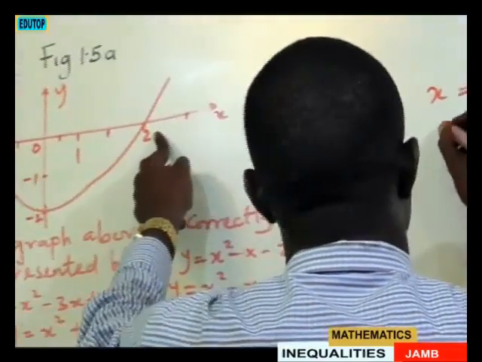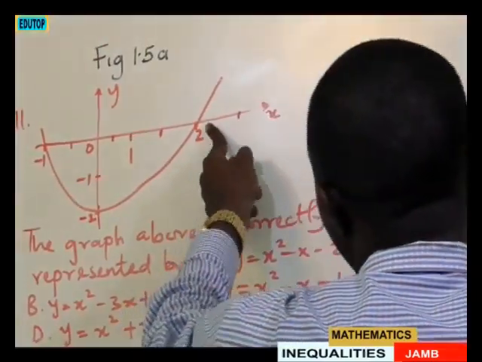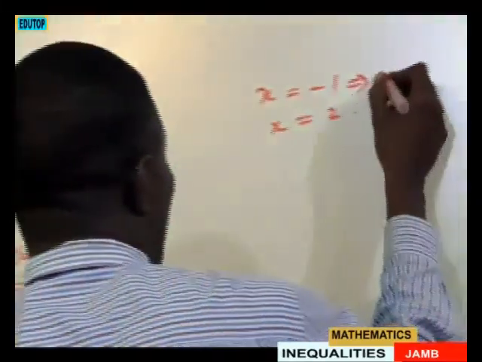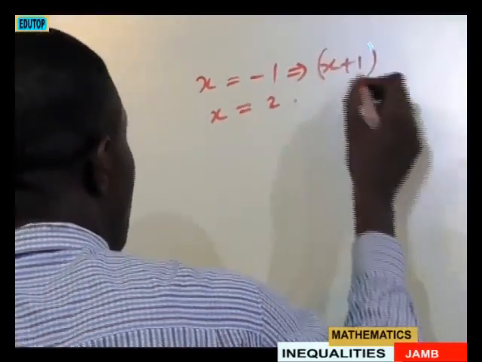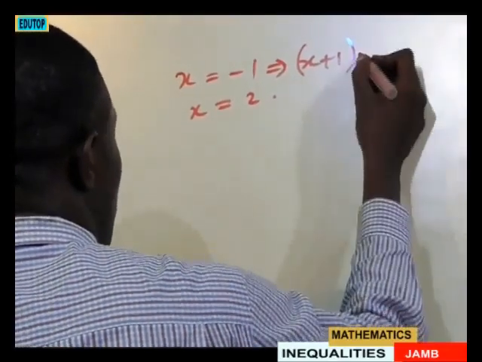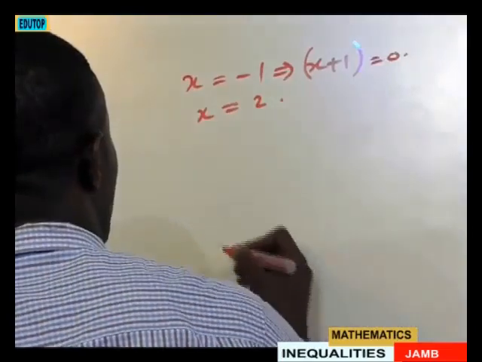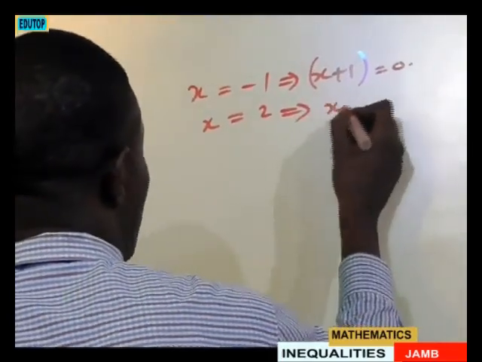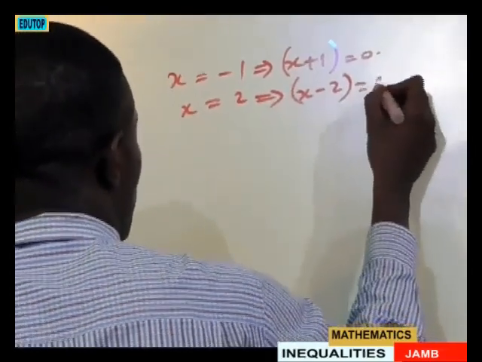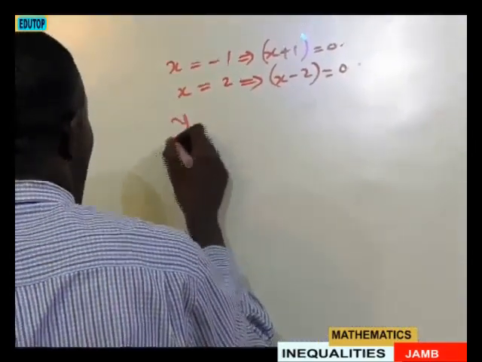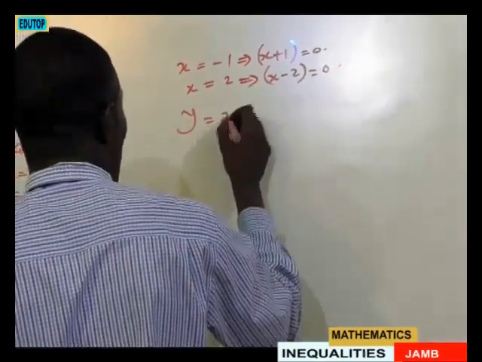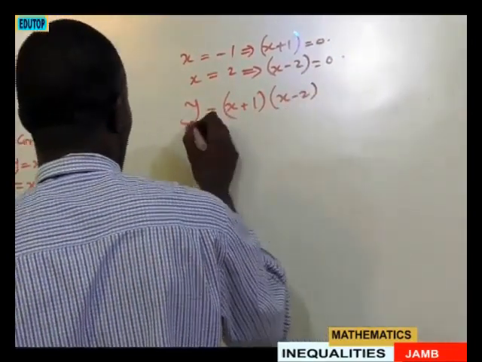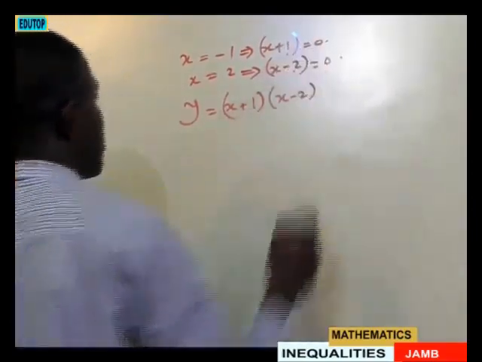At this point, it is cutting the x-axis at the point where x equals 2. So if x equals -1, it implies that x plus 1 will definitely be equals to what? 0. Then if x equals 2, definitely x minus 2 will be equals to what? 0. So when you have your y as the product of what you have, x plus 1, x minus 2, your y will now be equals to this times this.